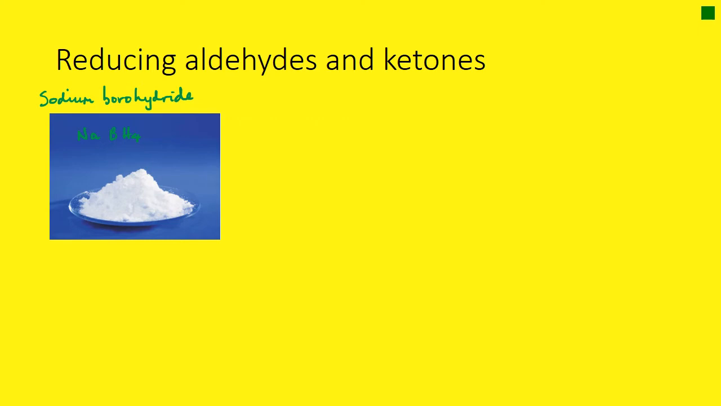Let's explain why. So this exists as an ionic compound. You can see it's a white crystalline powder here, and the sodium ions are positive as usual, and the boron is covalently bonded to four hydrogens like this. You know that boron is in group three, so it's only got three electrons to bond with, so it must have received an extra electron and does in fact have a minus charge. So this borohydride ion is the negative ion, the anion, and the sodium is the positive ion.